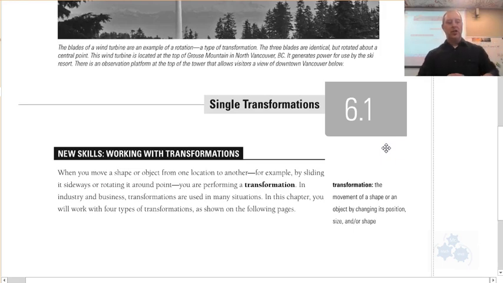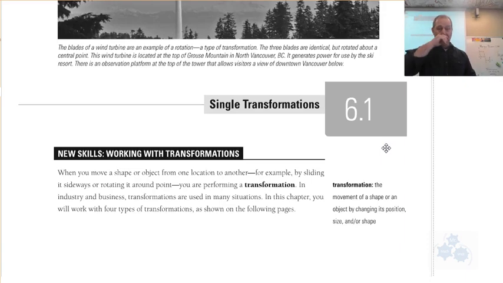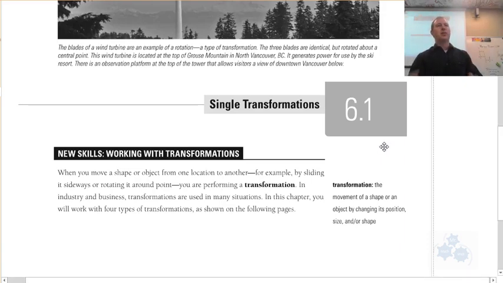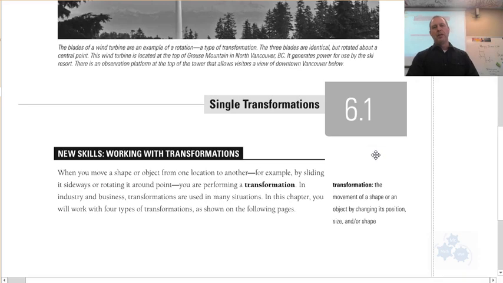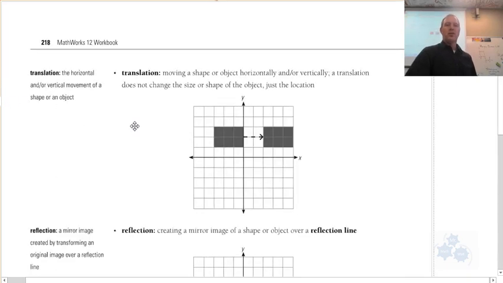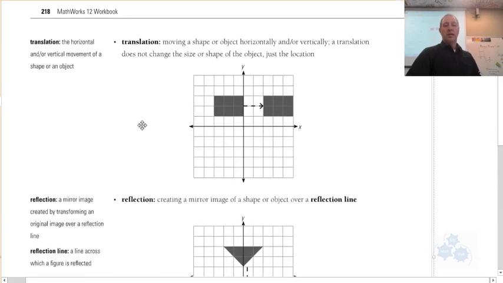So if we have a shape and we stretch it somehow, that's a transformation too. So there are different types. The easy ones would be the movements and the enlargements or the reductions. The different ones are the stretches, where you pull and contort and stretch. So we'll see what we get into in this section. But it's a movement of a shape by changing its position, size, or general shape. There are a few other types of transformations that you need to know about.